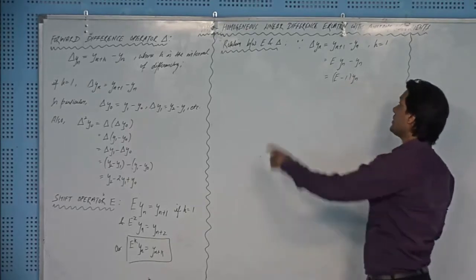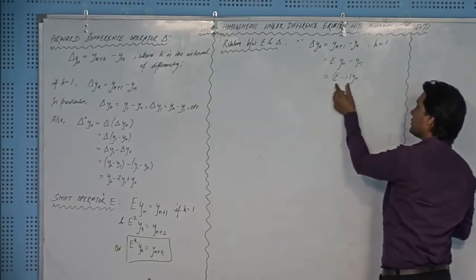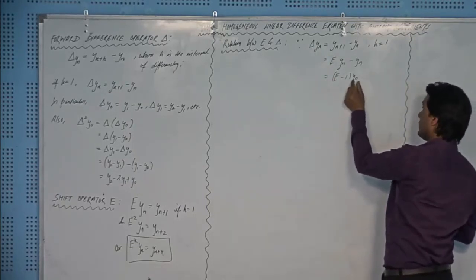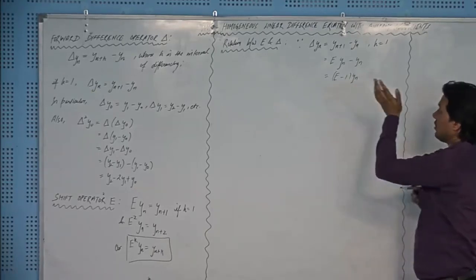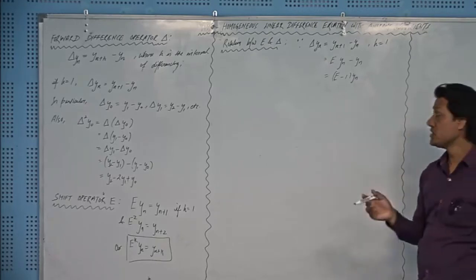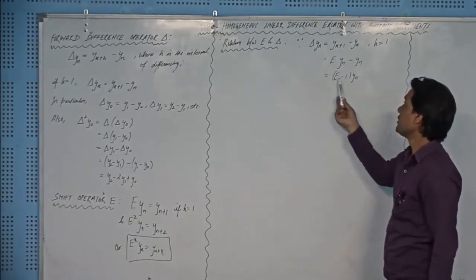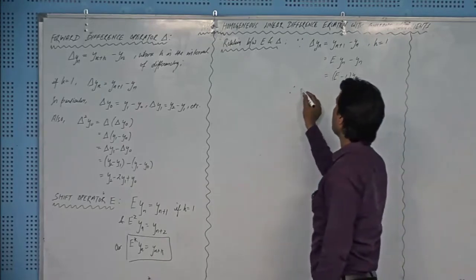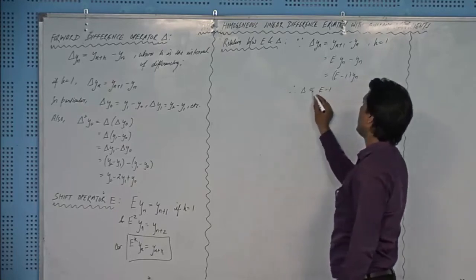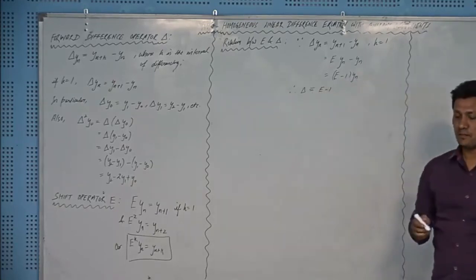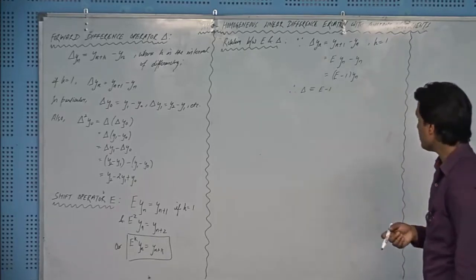It means that when you operate this delta on yn, that is equal to the function that is E minus 1 operated on yn. It means that these two operators are equivalent, not equal. Delta is equivalent to E minus 1. Therefore, you can say that delta is equivalent to E minus 1, and use the equivalent symbol here. Two operators cannot be equal, rather they are equivalent.